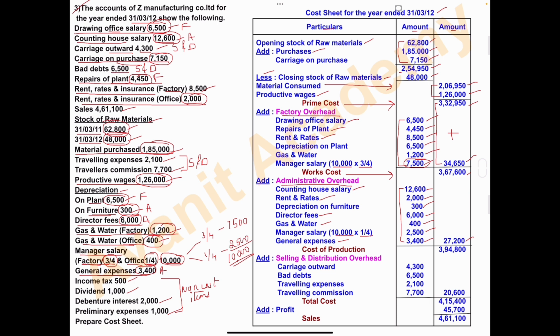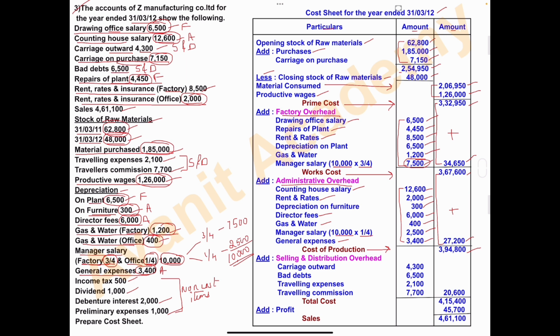Now add this works cost amount and administrative overhead amount. 3,67,600 plus 27,200, and the total is 3,94,800. This is called cost of production.